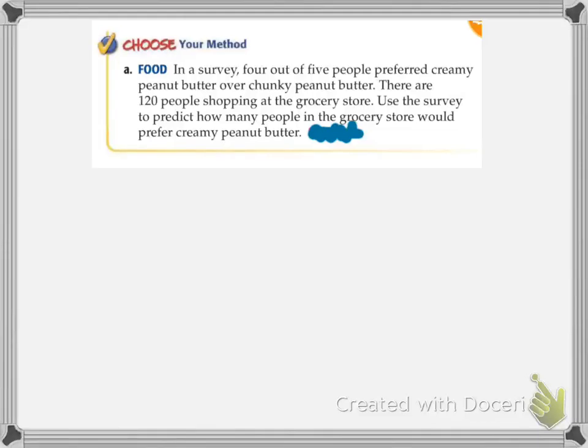Alright, so here we're going to take our video for 4-3C, solving ratio and rate problems. So here's our problem. It says, in a food survey, 4 out of 5 people preferred creamy peanut butter over chunky peanut butter. There are 120 people shopping at the grocery store. Use the survey to predict how many people in the grocery store would prefer creamy peanut butter.